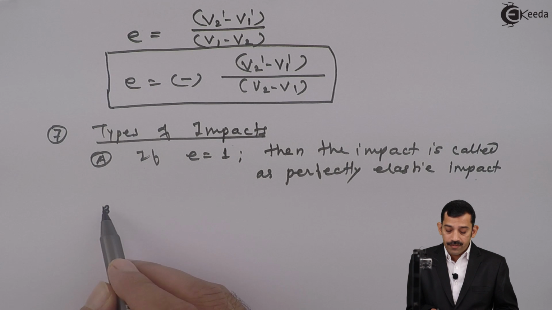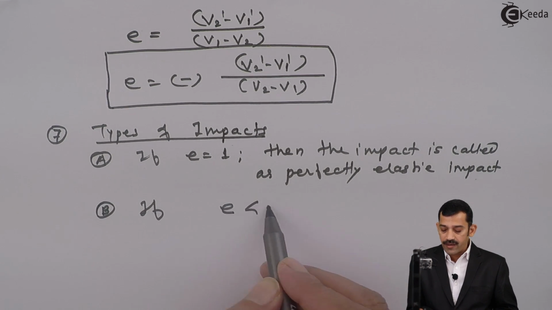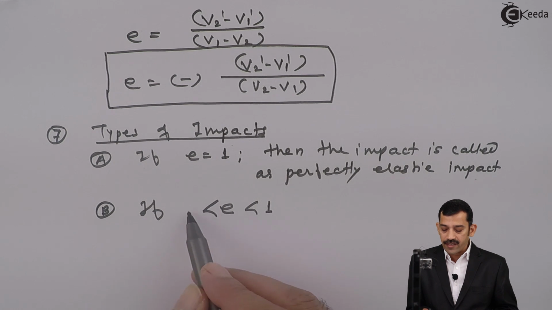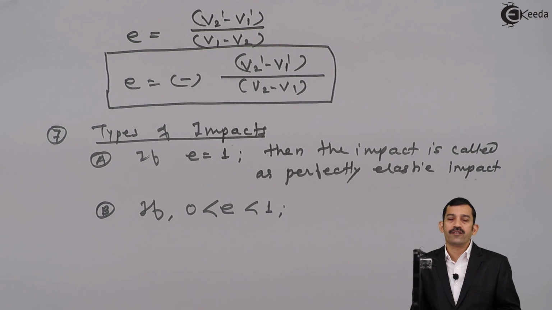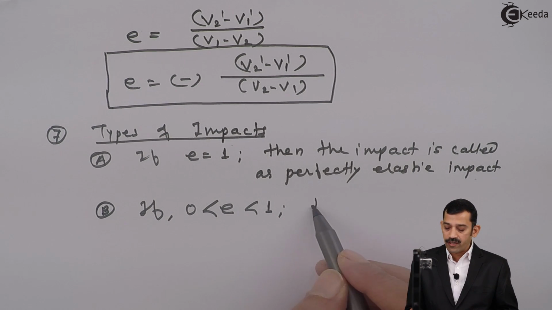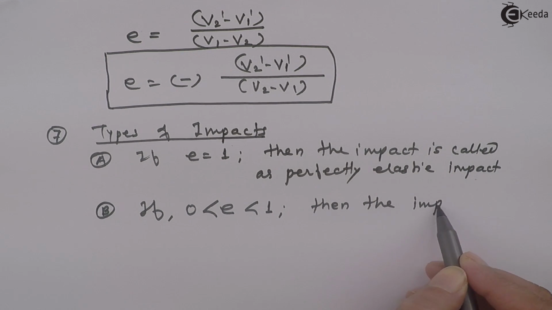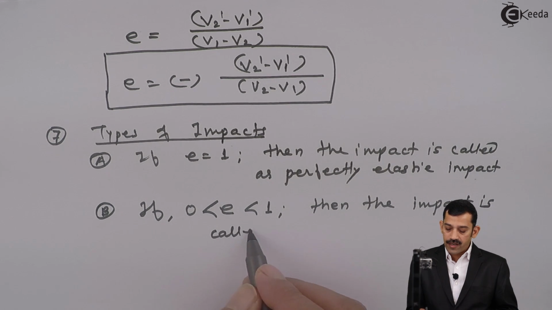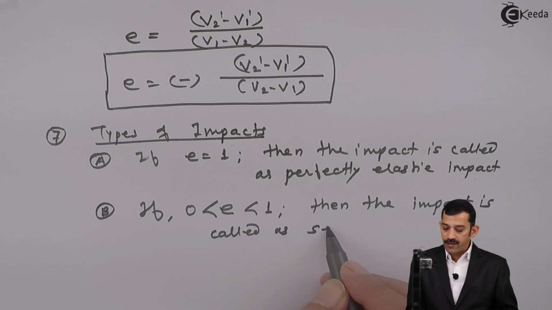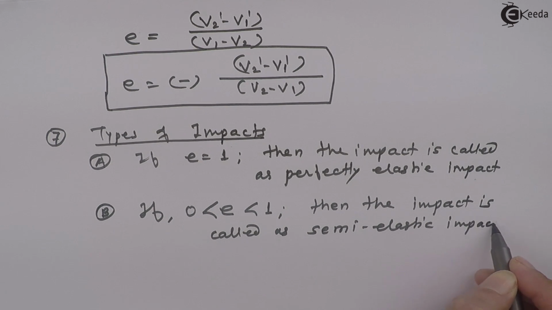Then the value of E may be less than 1 and greater than 0, any value between 0 and 1. If such a value is given, then the impact is called semi-elastic impact.